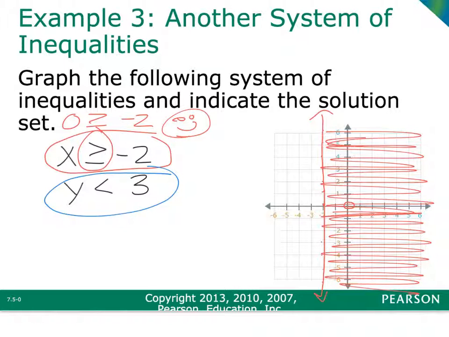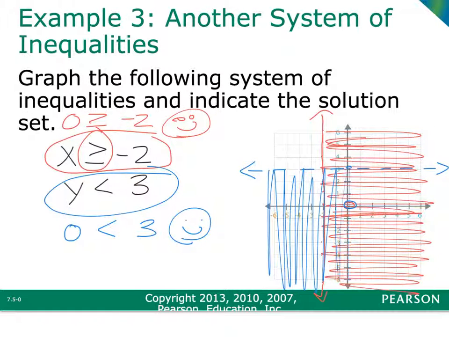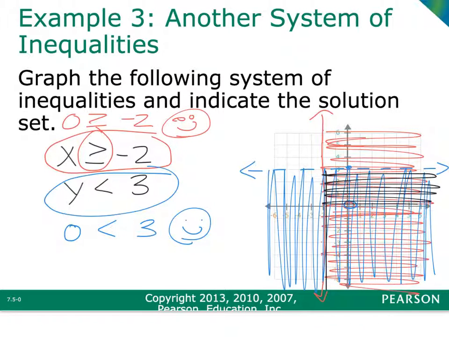Now I need to graph y is less than 3. Y equals 3 is a horizontal line. It is going to be a dashed line because there is no equal to sign with that inequality symbol. And again, I'm going to test 0, 0. Is 0 smaller than 3? It is, so I'm going to shade towards the test point again. My solution would be in this bottom rectangular area right here where the double region occurs.